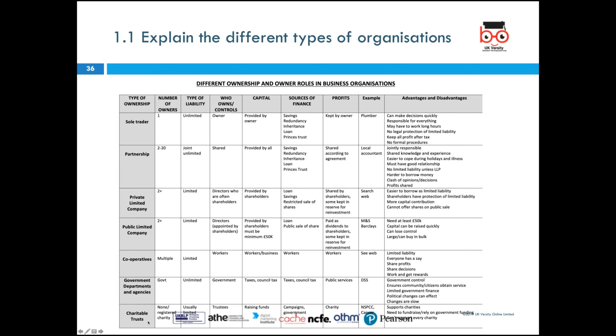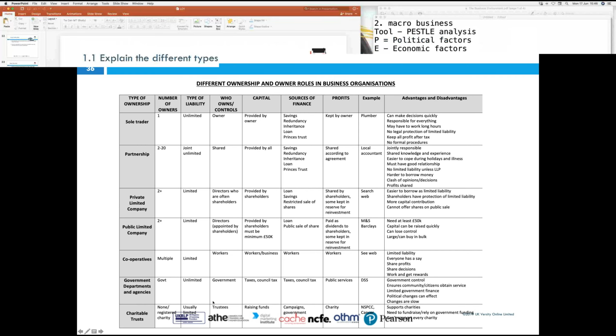And then you have government agencies, and then you have charities or charitable trusts. So when you look at Macmillan, Oxfam, and a lot of other charities, they are all charities because they are registered as a not-for-profit organization, not a for-profit organization. And here they receive money in the form of donations or grants from the government and other businesses. That is why they are classified as charities.